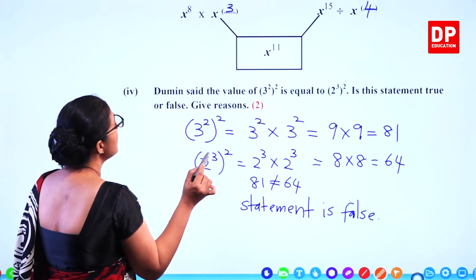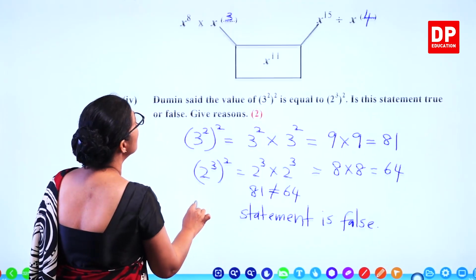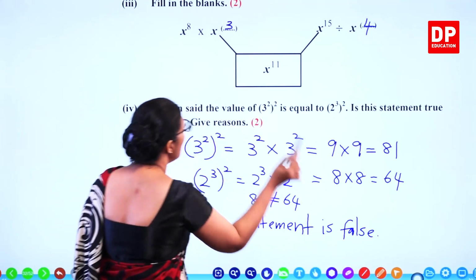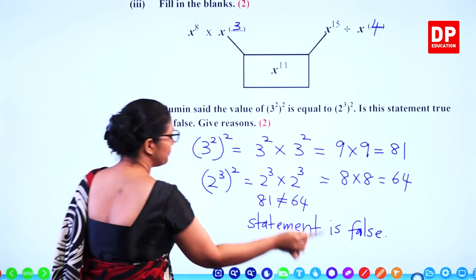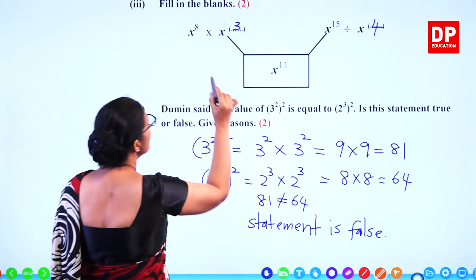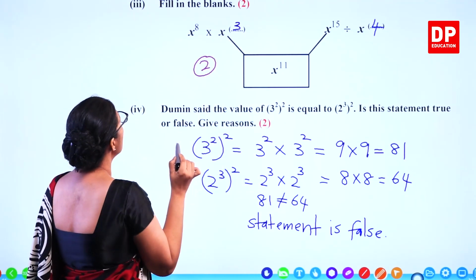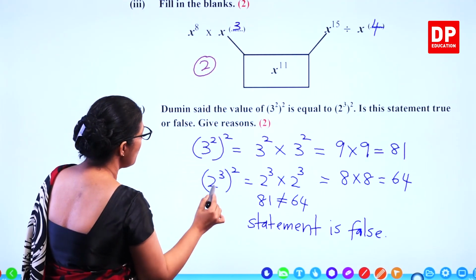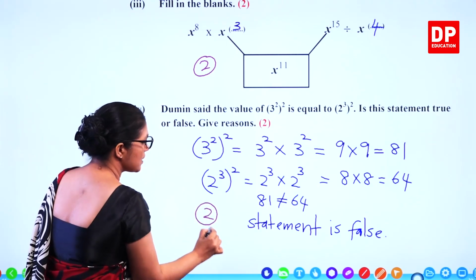So how many marks are you getting? 2 marks for this first part, third part, and 2 marks for the fourth part.